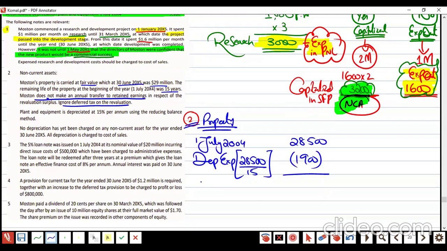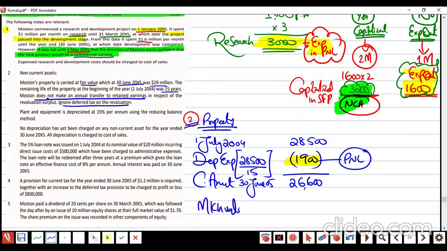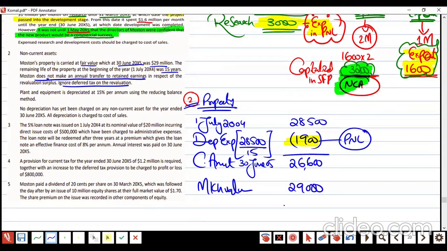And the carrying amount at year end, which is 30th June 2005, how much? 26,600. The 1,900 is going to be in profit and loss as an expense, right? And the market value became how much? Market value is 29 million, meaning 29,000, three zeros are hidden. So this 29 is in the SFP, right? The non-current asset will be reported at 29.